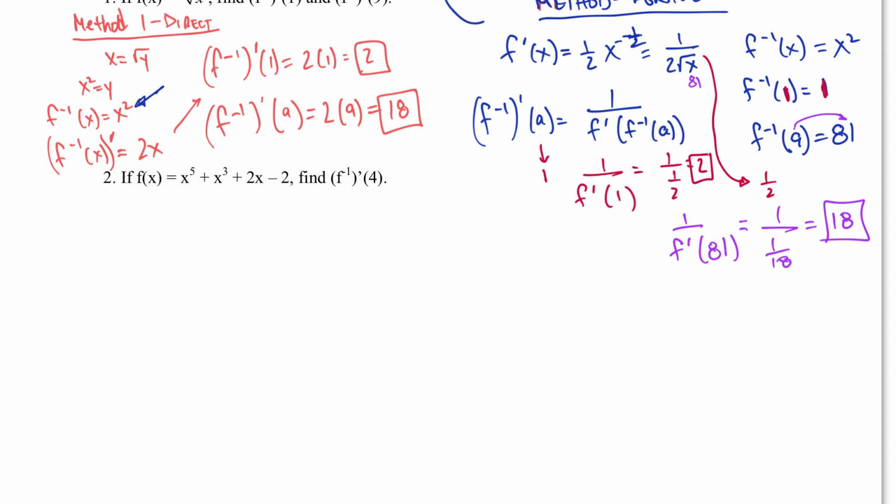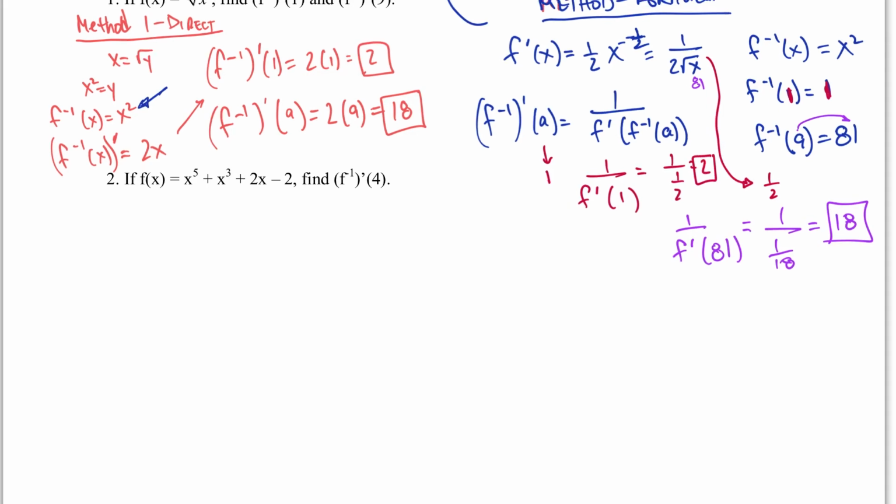If I try to take the inverse here, I will switch the x and the y, and that will give me x equals y to the fifth plus y cubed plus 2y minus 2. Trying to solve this for y, I can't. And because I can't, I cannot do what I did here where I solved it for y, then automatically took the derivative.